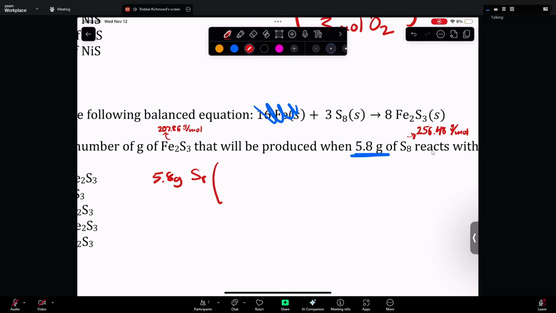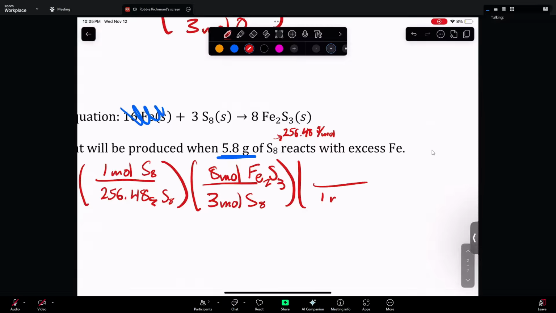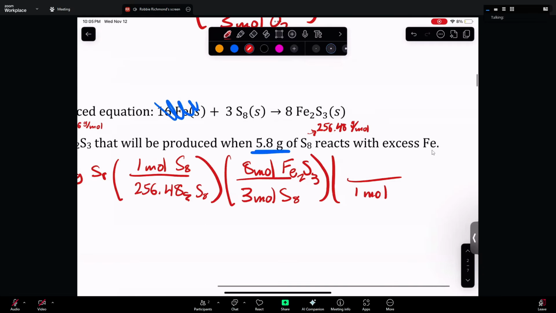S8, we have 256.48 grams of S8 per 1 mole of S8. Then using our stoichiometric ratio, we can convert moles of S8 to our product. Then 1 mole of our product is going to equal its molecular weight.